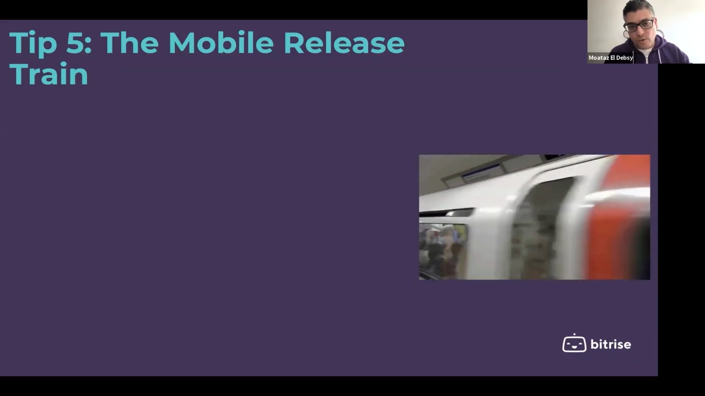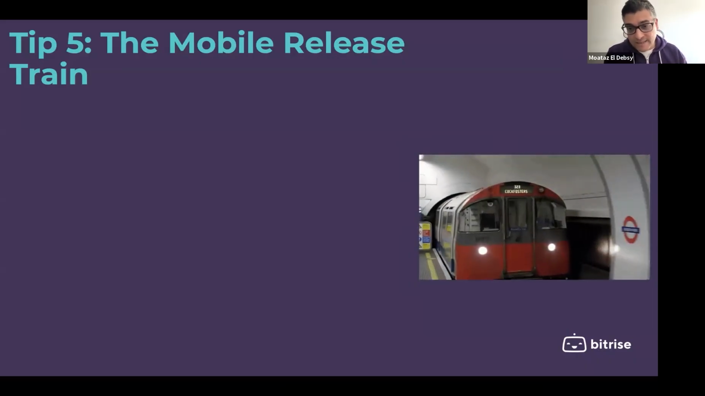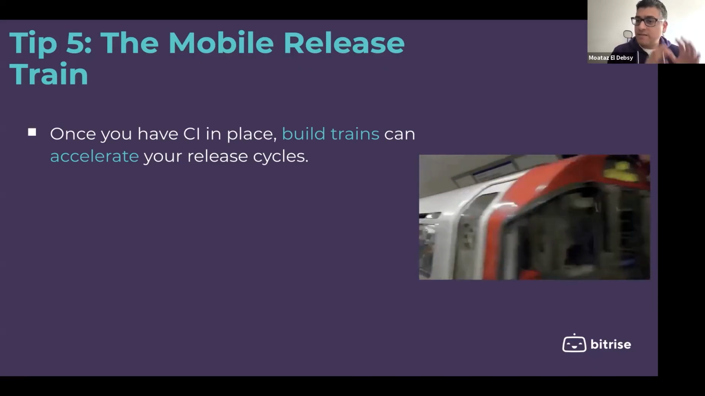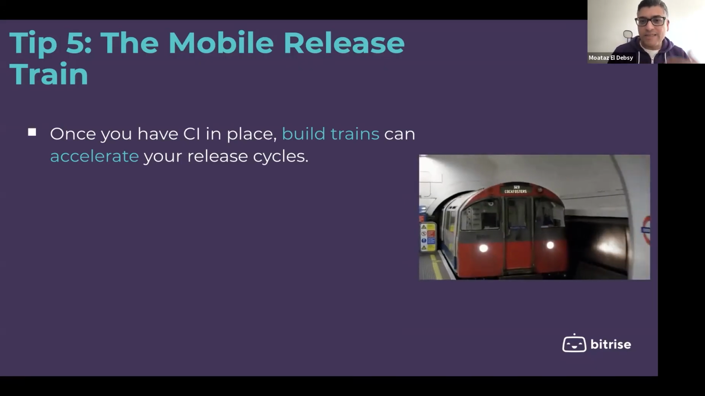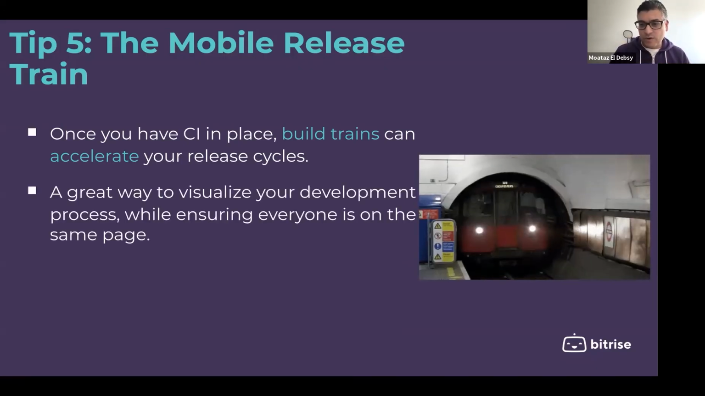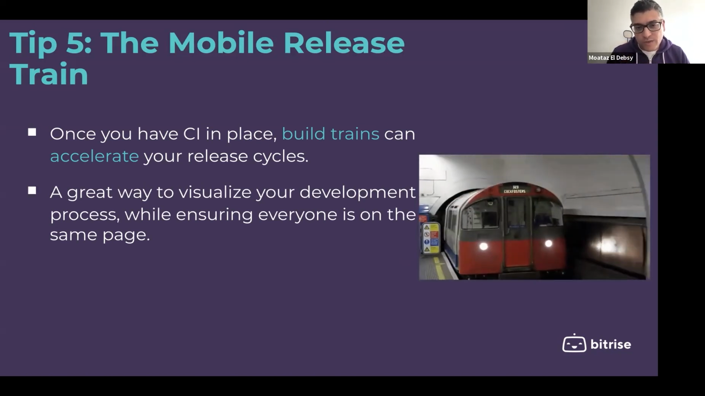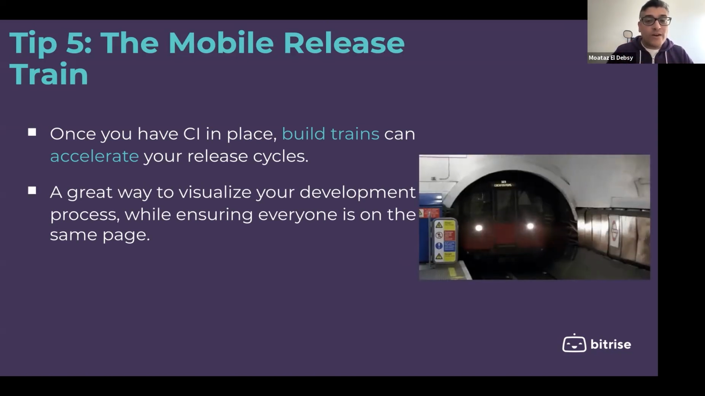This mechanism or process can also apply to the releases. So for example, once you have a stable CI in place, you can start to apply build trains, which can accelerate your release cycles. This is a great way to visualize your development process and ensure that everyone is on the same page.